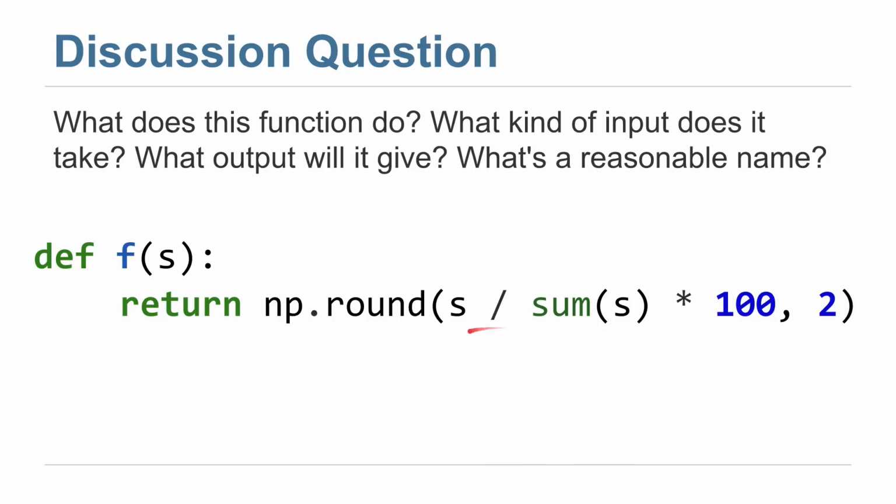This expression here would then give you the proportion of the whole for each element in s. Multiplying by 100 gives you a percentage, and rounding to 2 decimal places gives you a percentage that's rounded. So I would have called this function percents instead of just f.